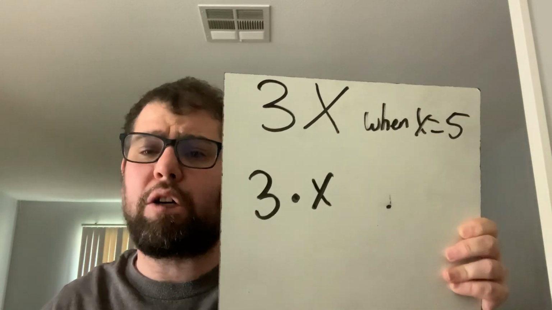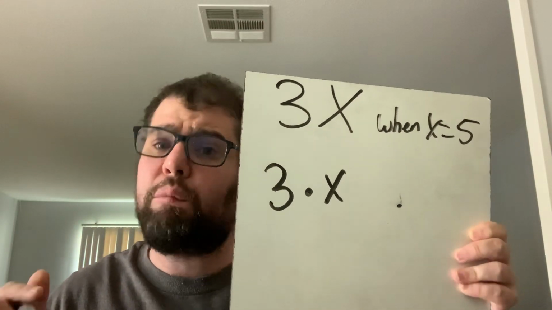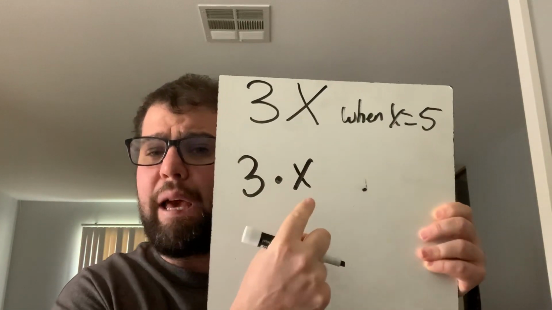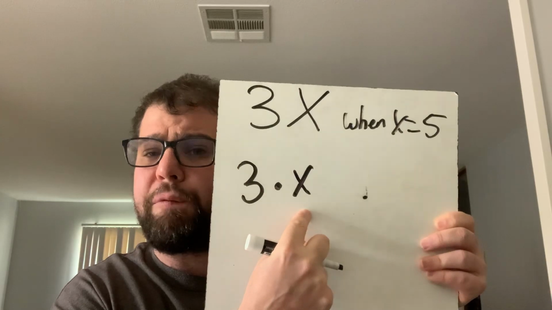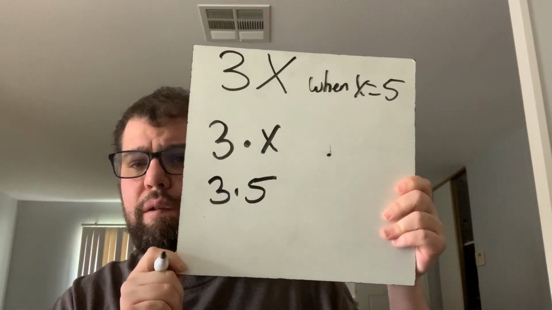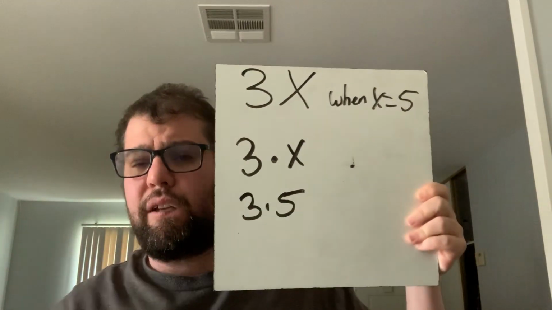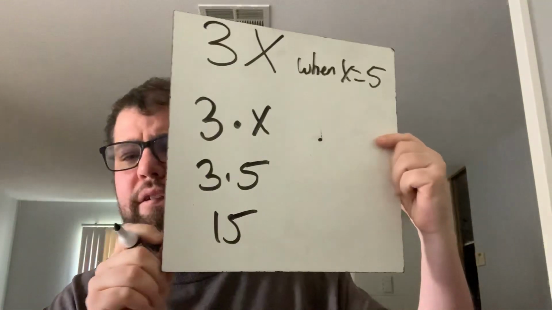Now I need to do something called substitution. We talked about this before. That's where we take this 5 and substitute it in for that x. So instead of 3 times x, we really have 3 times 5. The 5 goes in for the x, and 3 times 5 is 15. I know we've done this a lot, and I know that's easy. Let me show you the answer. 3 times 5 is 15.